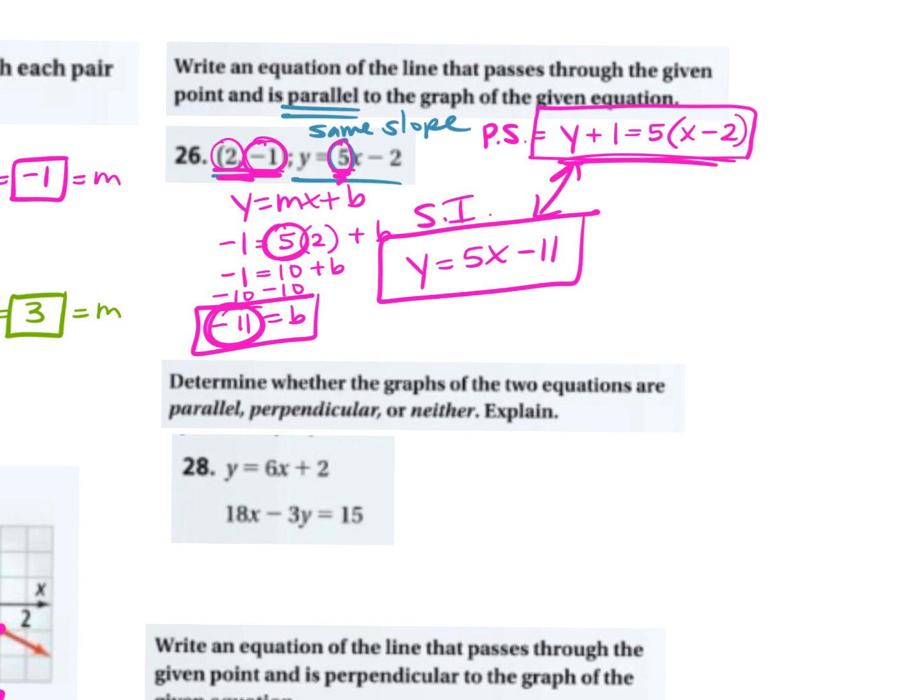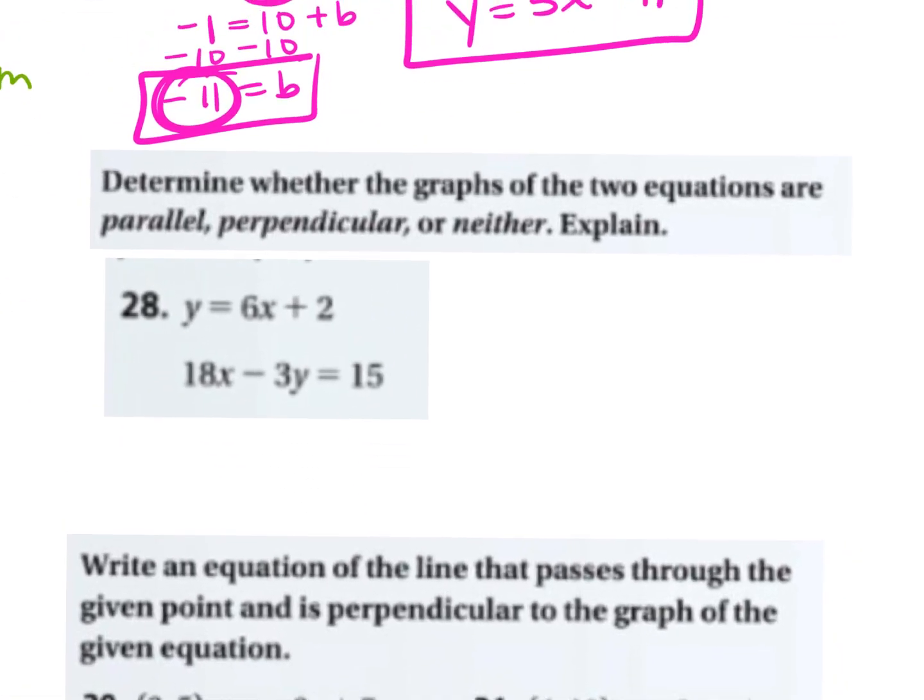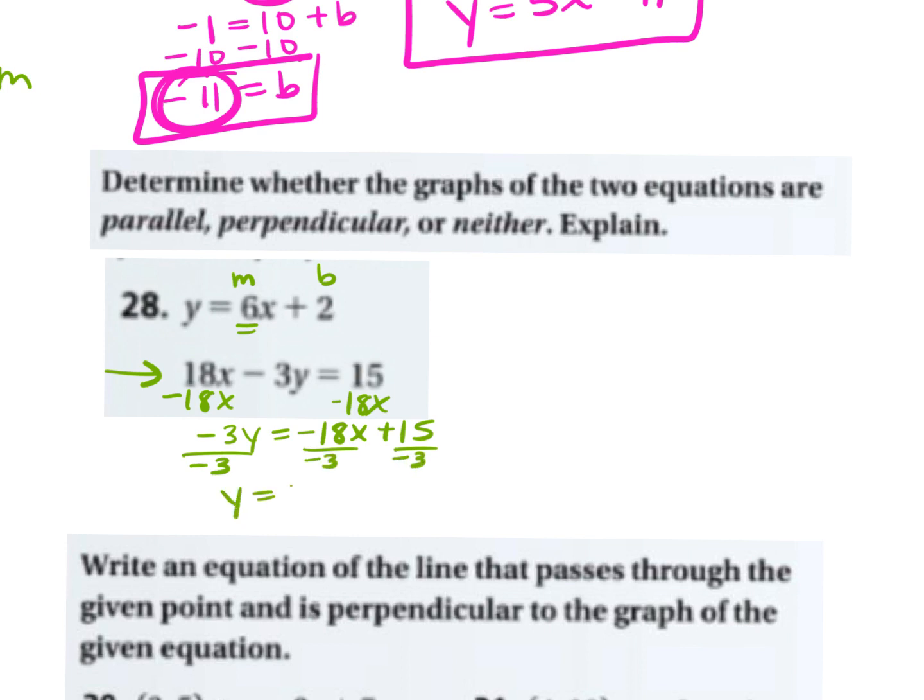All right, 28 says, are these parallel, perpendicular, or neither? And explain. So this is y equals 6x plus 2, which means your slope is a 6, your y-intercept is a 2. So we need to rearrange this one so we can get our slope, okay? So we're going to take away the 18x. So you get -3y equals -18x plus 15, and then divide by -3. So y equals 6x minus 5.